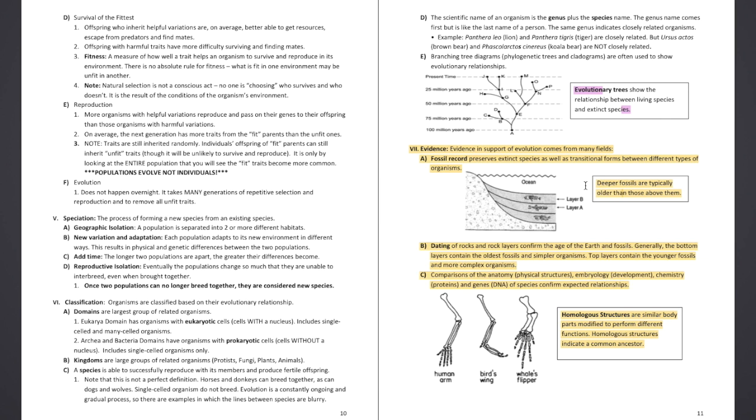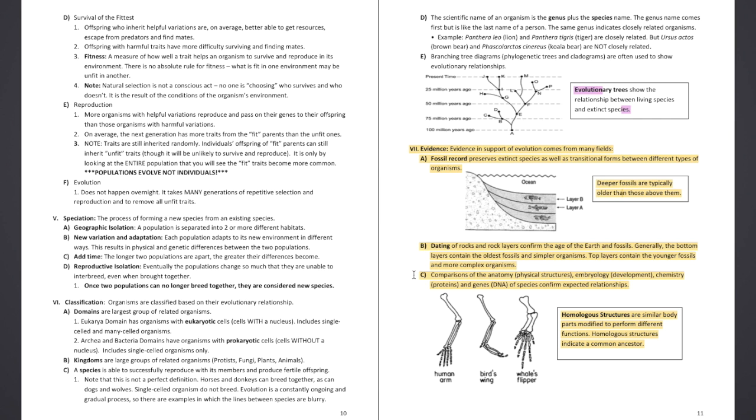Deeper fossils are typically older than those above them. B. Dating of rocks and rock layers confirm the age of the Earth and fossils. Generally, the bottom layers contain the oldest fossils and simpler organisms. Top layers contain the younger fossils and more complex organisms.